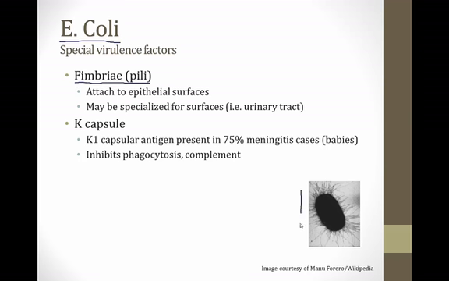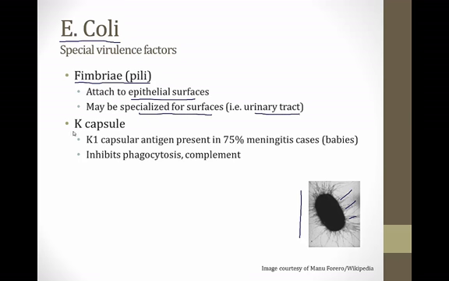If you look at this picture down here on the bottom right side of the screen, you'll see that this E. coli has lots of these wispy things sticking out from the side of the bacterial cell. These are the pili or fimbriae, and these can attach to epithelial surfaces, and they may be specialized for certain surfaces like the urinary tract, and this may be how E. coli attaches and ascends in the urinary tract.